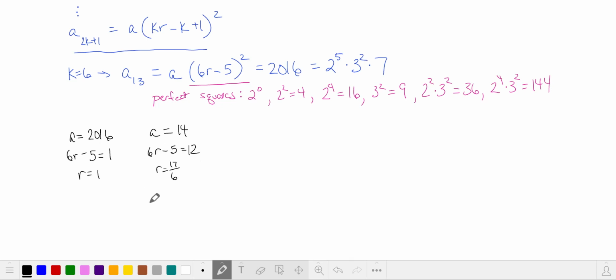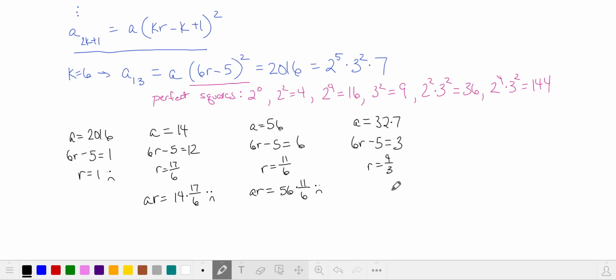With a equals 14, we have 6r minus 5 is 12, and r is 17 over 6. This gives us our second term, which is not an integer. We let a equals 56, so 6r minus 5 is 6, and r is 11 over 6. Again, our second term is not an integer, so not valid.